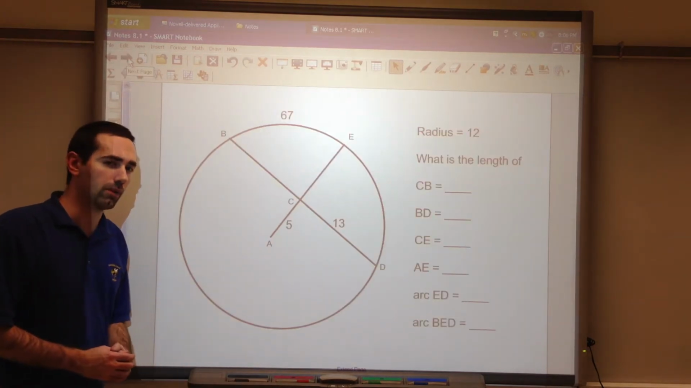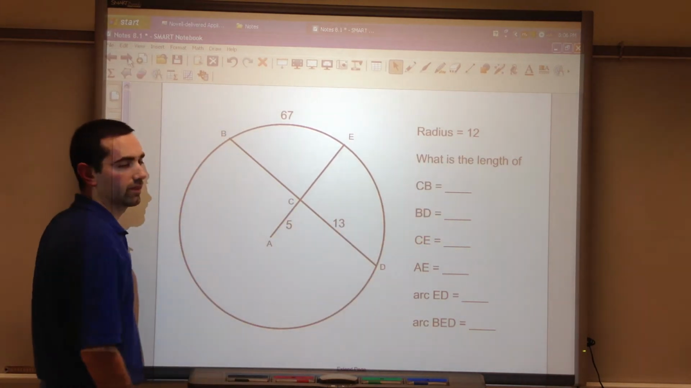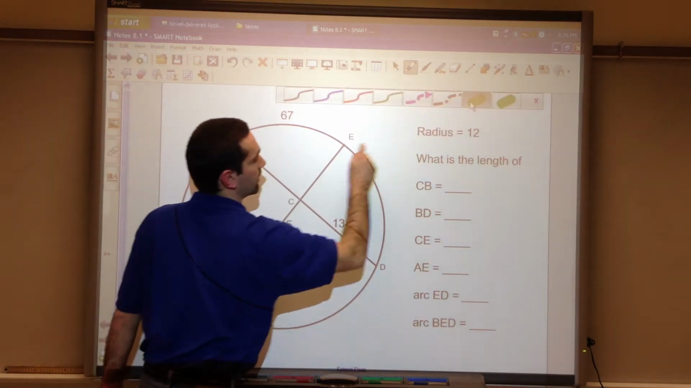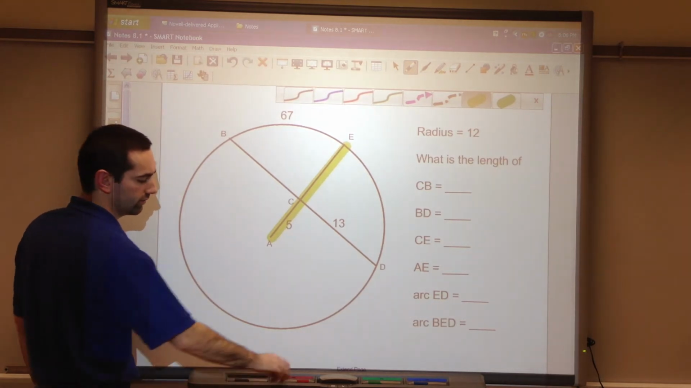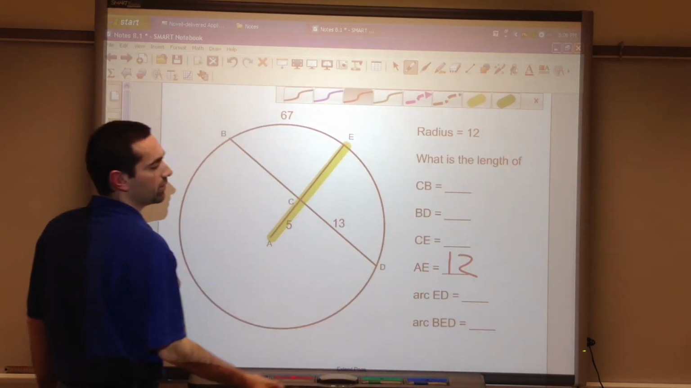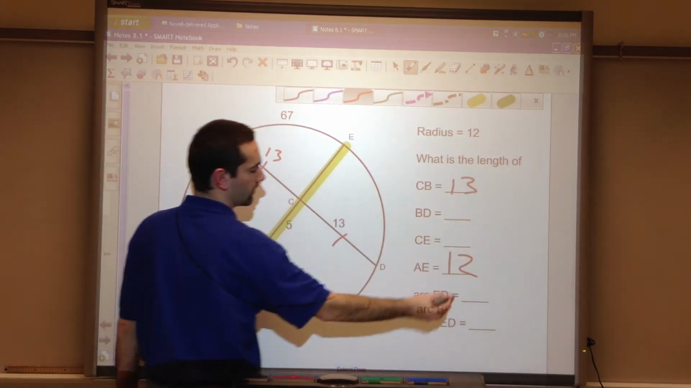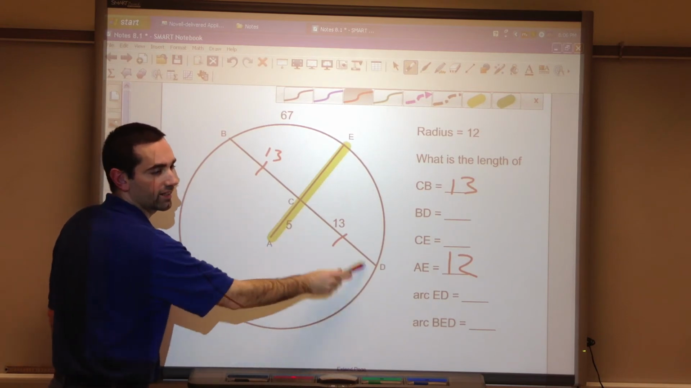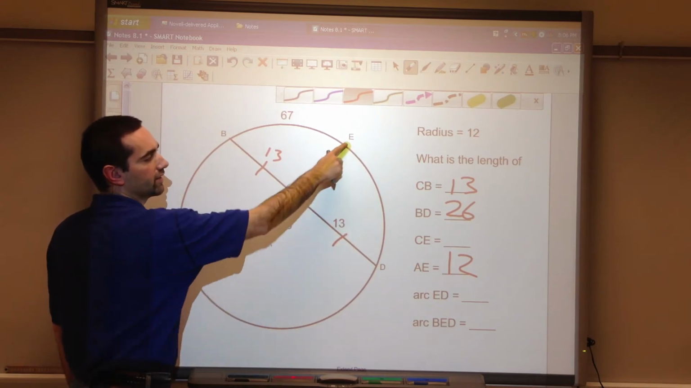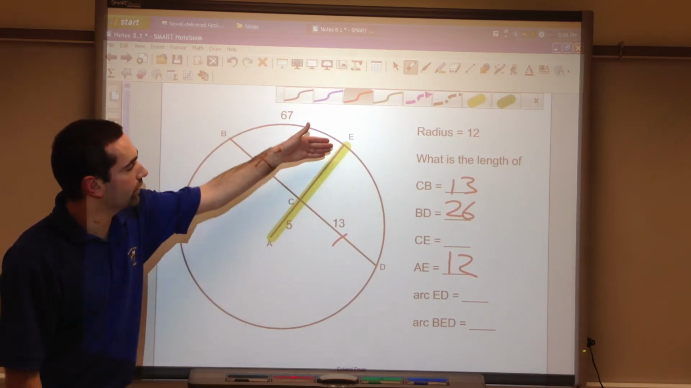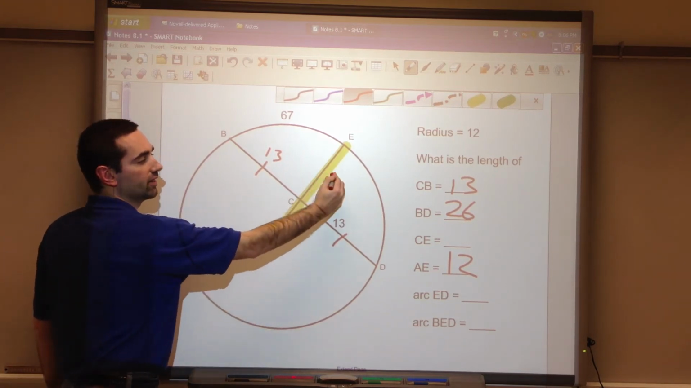So let's walk through a problem. The radius is 12. That full length is 12. So AE is 12. CB, those are congruent. BD is the full length, 13 plus 13. CE is this length. Well, the whole thing is 12. This part's 5. 12 minus 5, 7.